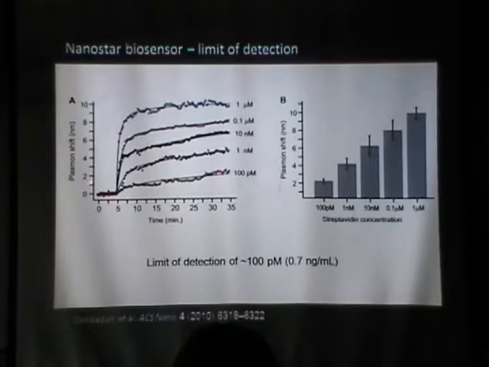And then we can titrate the sensor. This is a single nanoparticle sensor, and we see that we can detect very low concentrations of this product.